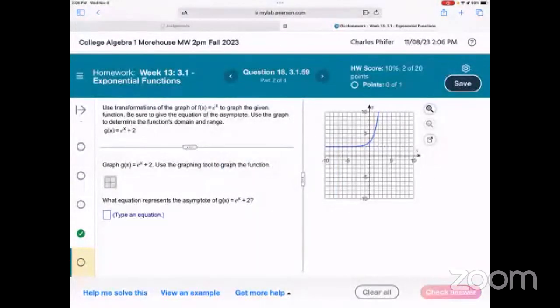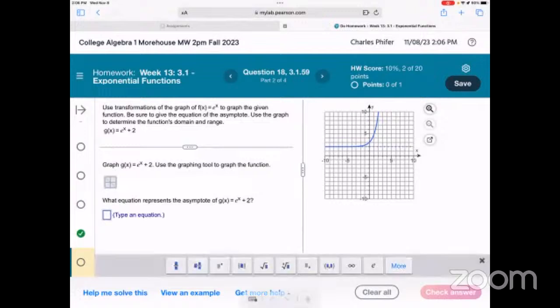The asymptote, normally the x-axis, which is y = 0, serves as the horizontal asymptote. Since we moved it up by 2, now the horizontal asymptote is going to be y = 2.